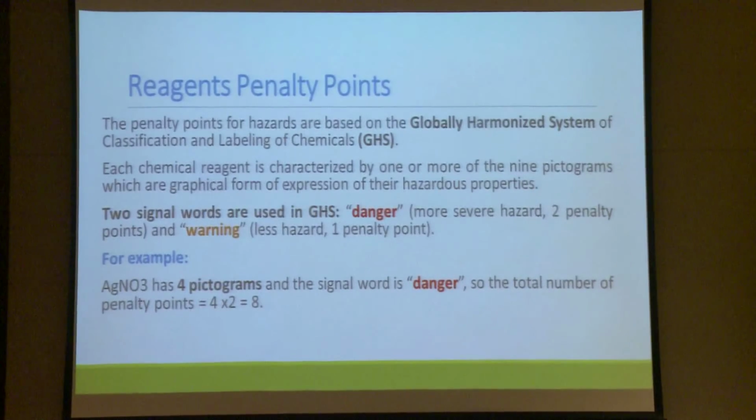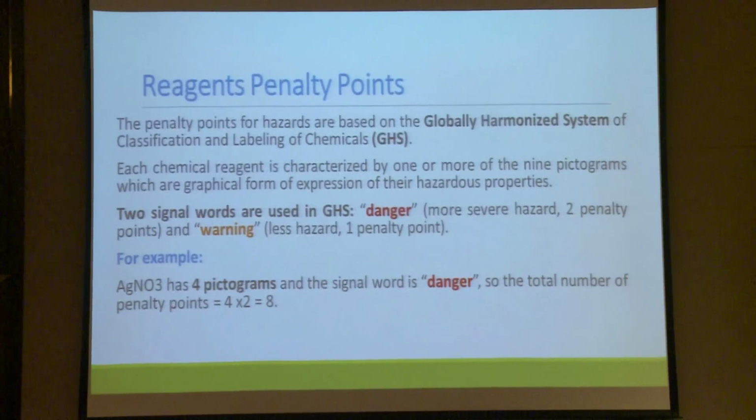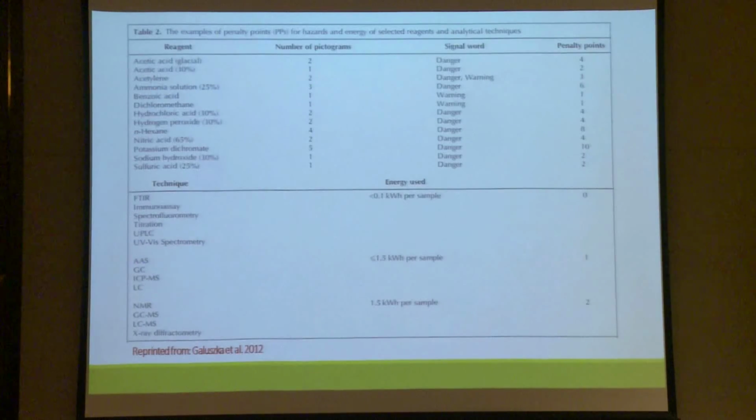Then we multiply this 8 by a number relative to the amount of silver nitrate we used. So for example, this is acetic acid, which has 2 pictograms and danger, so its penalty point is 4. Then you further multiply this 4 according to the amount of acetic acid used. And also the techniques used in analysis, whatever method you are using, immunoassay, spectropolarimetry, UPLC, whatever, each one has a penalty point as well.